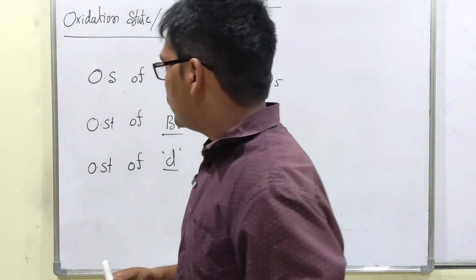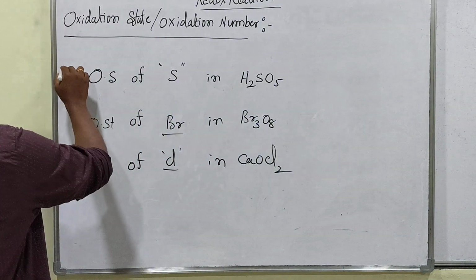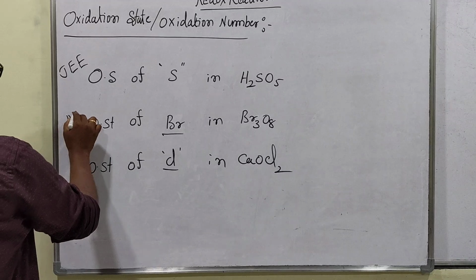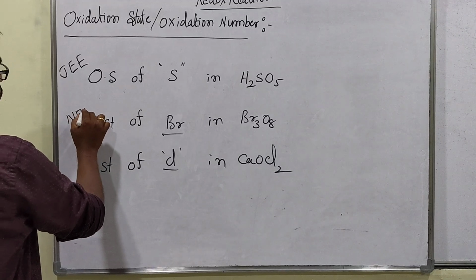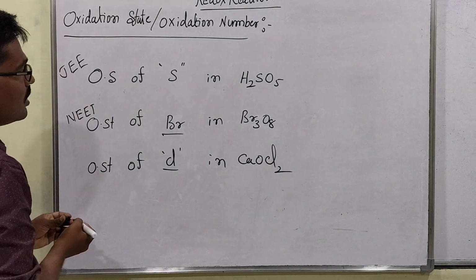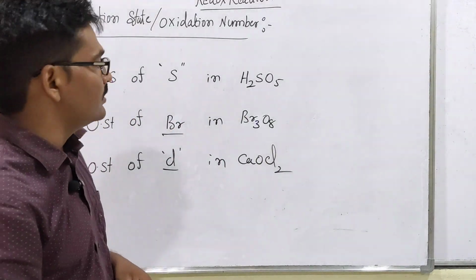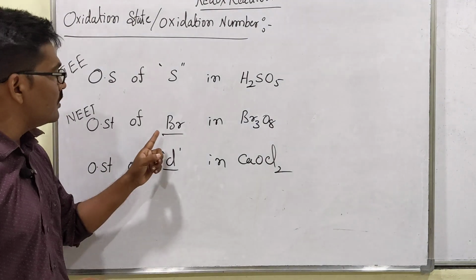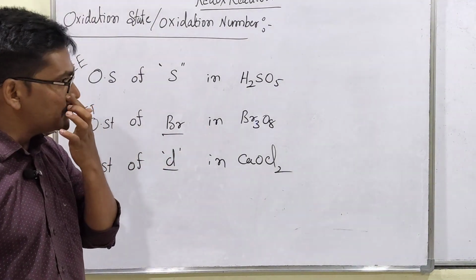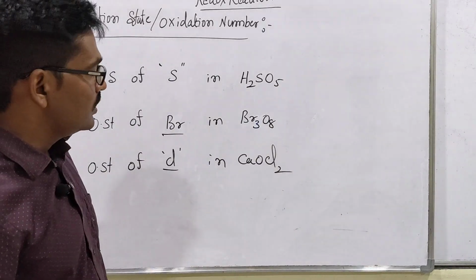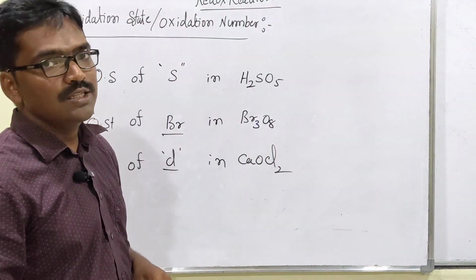Now such type of questions are asked in the JEE Mains examination or in the NEET examination. Which type of questions? What is the oxidation state of sulfur in H2SO5? Then what is the oxidation state of bromine in Br3O8? Then what is the oxidation state of chlorine in CaOCl2? So, chlorine oxidation state in CaOCl2.